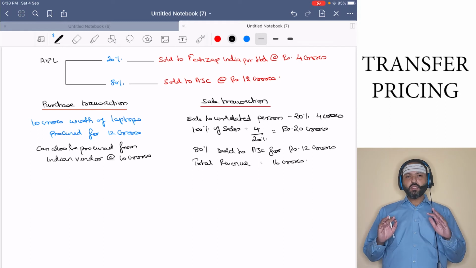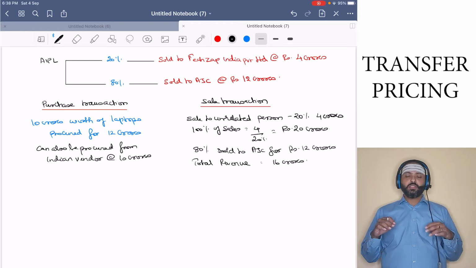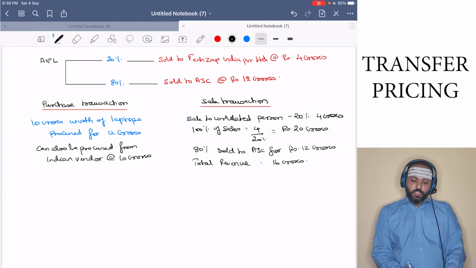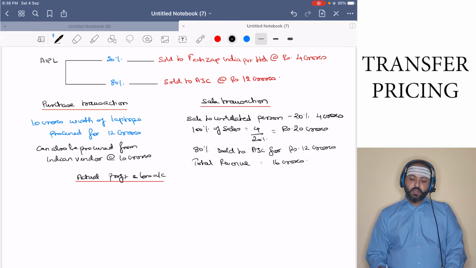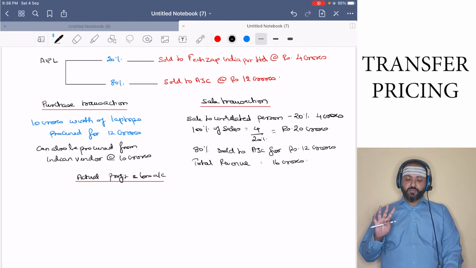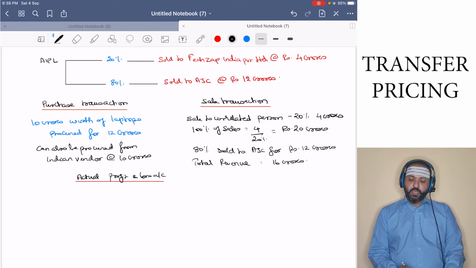Now, to understand this better, let us quickly prepare a profit and loss account. So actual profit and loss account. Okay, so what is the total revenue? If you see, the revenue is 16 crores, 4 crores worth of sales towards Texap Private Limited, and 80% being 12 crores worth of revenue towards Acer Japan Corp. So by sales will be 16 crores.